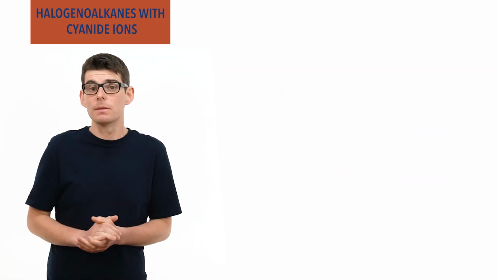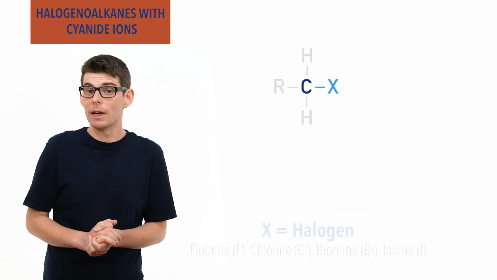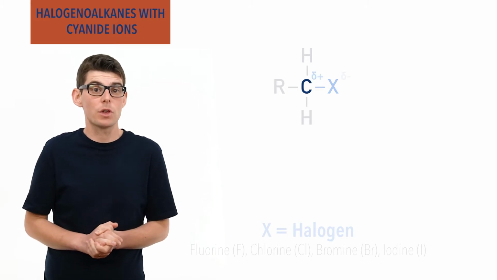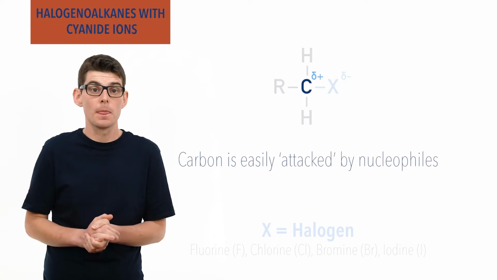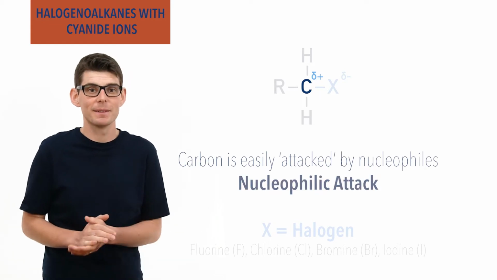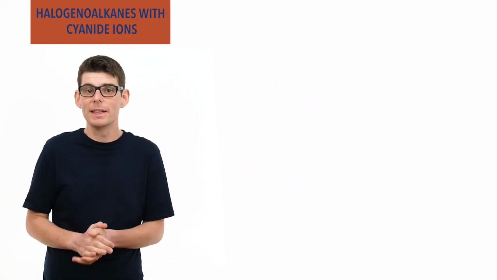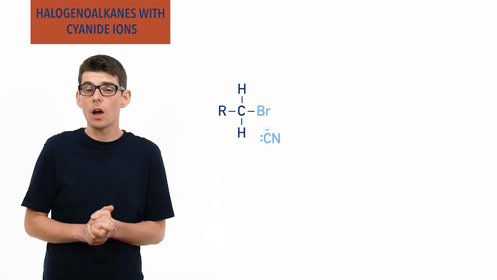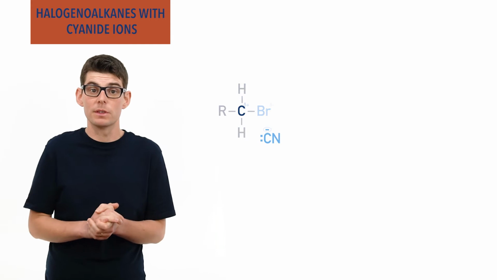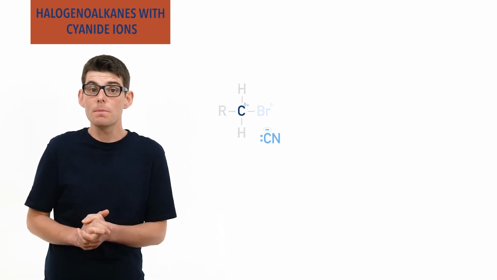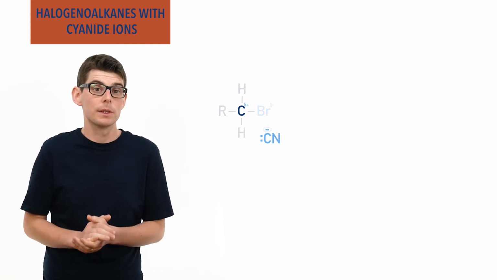The carbon atom bonded to a halogen in a halogenalkane has a partial positive charge, and this makes it vulnerable to attack by nucleophiles, often called nucleophilic attack. When a halogenalkane is mixed with cyanide ions, the carbon in the cyanide ion gets attracted to this partially positive carbon and uses its lone pair of electrons to form a bond to it.